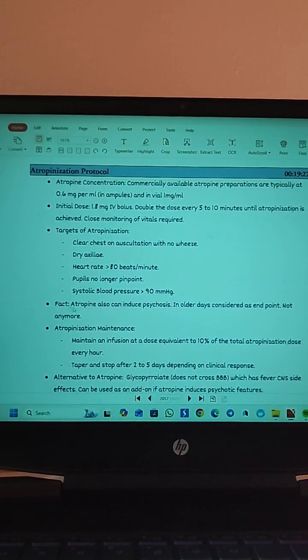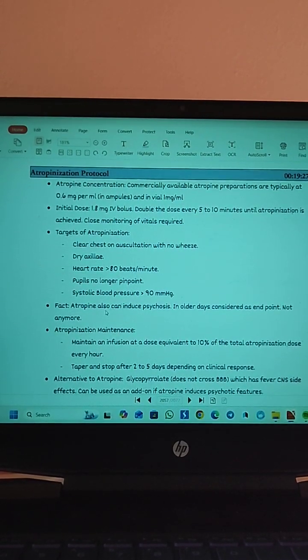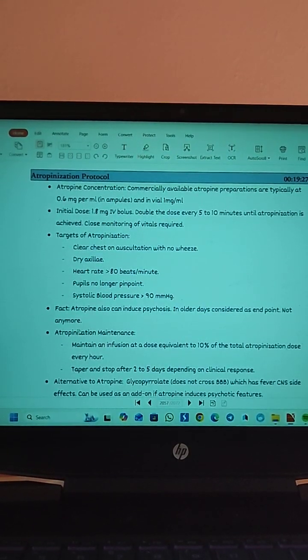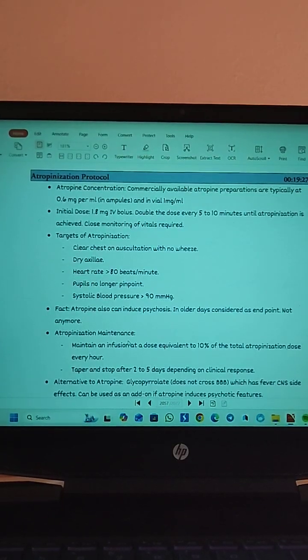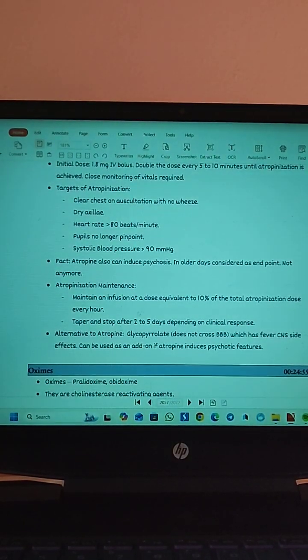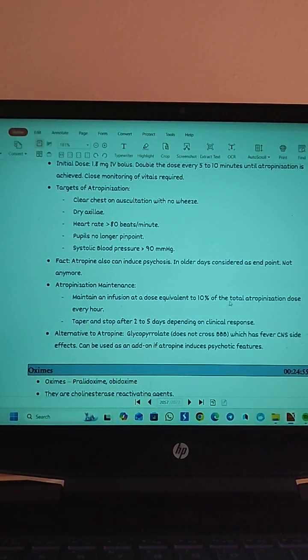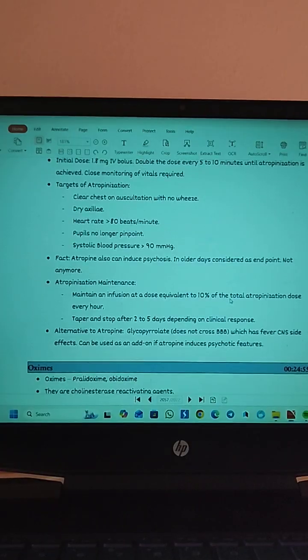And there is a fact about atropine, that atropine also can induce psychosis. Okay, so in older days it was considered as an endpoint, but not anymore. Okay, how is this atropinization maintained in that patient? You should maintain an infusion at a dose equivalent to 10% of the atropinization dose.